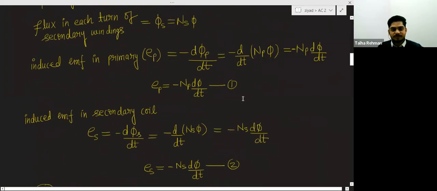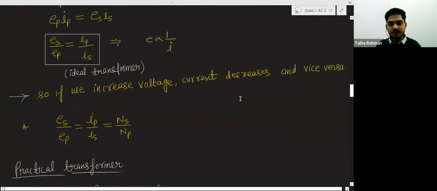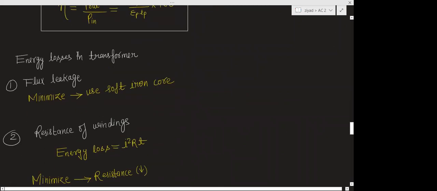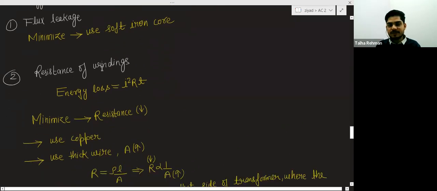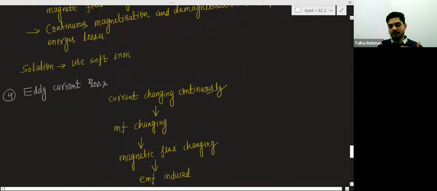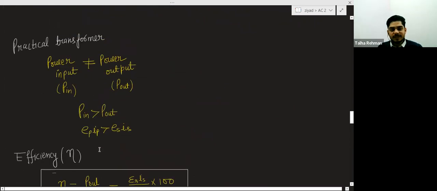Energy losses: what are the types of energy losses in a transformer? First, you should know there are 4 types of energy losses: flux leakage, resistance of the windings, hysteresis loss, and eddy current loss. One by one, I will discuss. This is a theoretical topic. What is the meaning of flux leakage?